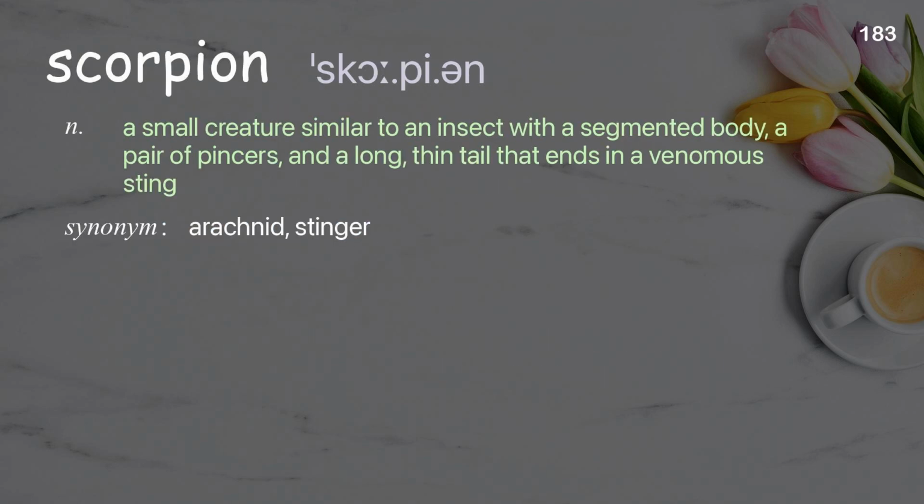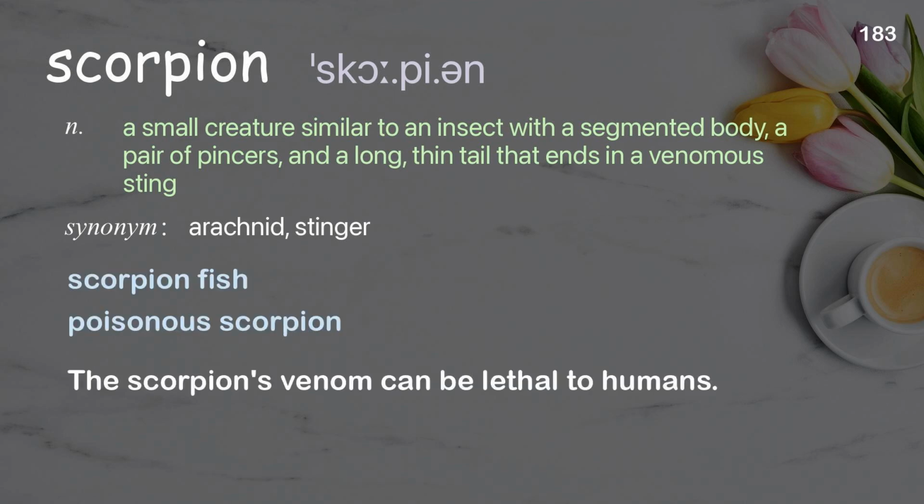Scorpion. A small creature similar to an insect with a segmented body, a pair of pincers, and a long, thin tail that ends in a venomous sting. Examples: Scorpion fish. Poisonous scorpion. The scorpion's venom can be lethal to humans.